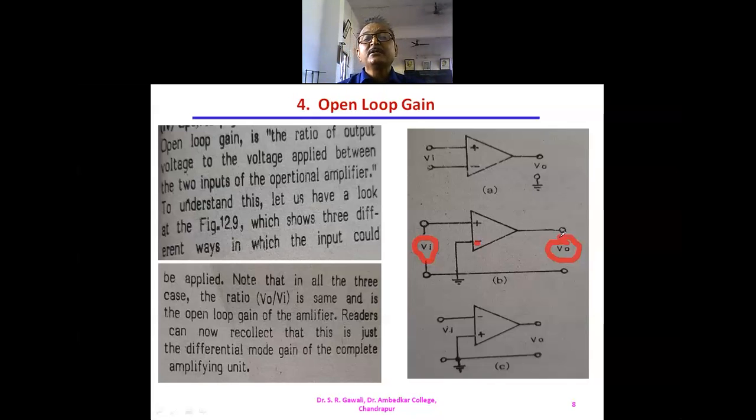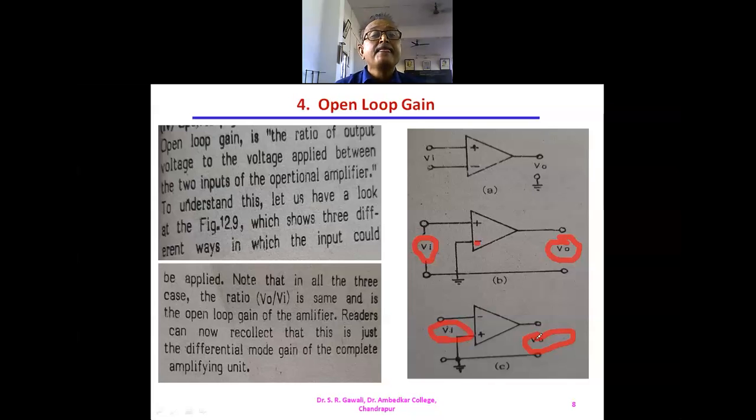There is a third possibility, that the non-inverting terminal, that is the plus terminal, is grounded and input is applied between the inverting terminal, that is minus terminal, and the common ground. So in between these two, we have applied the input as VI and we get the output VO. So ratio of VO upon VI is nothing but open loop gain of the operational amplifier.